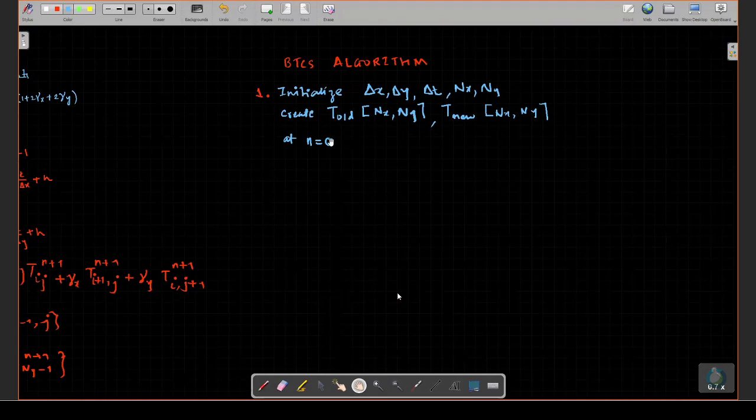So once you create n equals 0, you have to use the initial condition. At the start of time, you have to assign all the T old variables, the T old matrix, the boundary condition. T naught was the boundary condition, so in T old you have to put this initial condition. This is your initial condition.